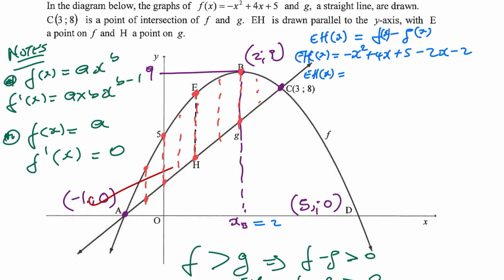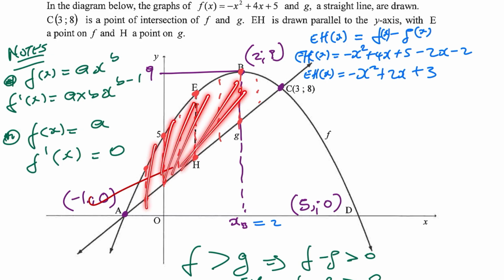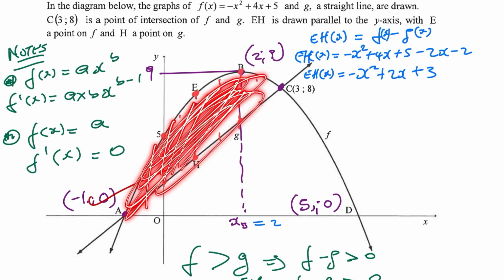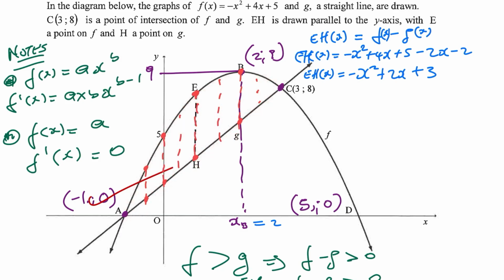So now what you're doing is you say, okay, cool, 4x minus 2x, that is 2x. 5 minus 2, that's 3. So you have minus x squared plus 2x plus 3. Okay, so that is the equation, that is the area of this point here. Now, what is the maximum distance?